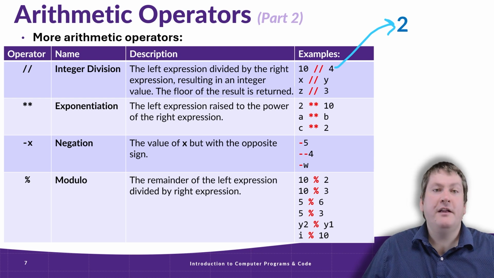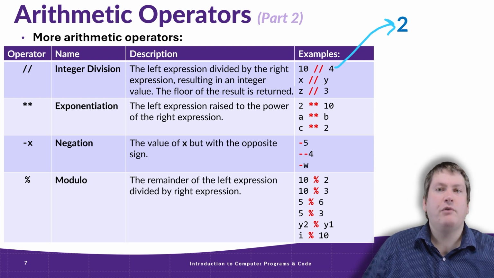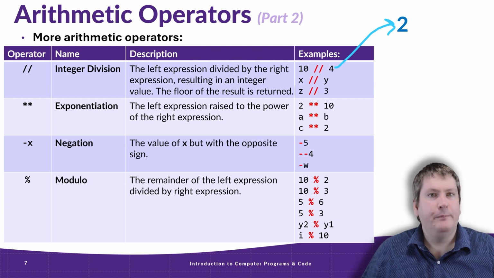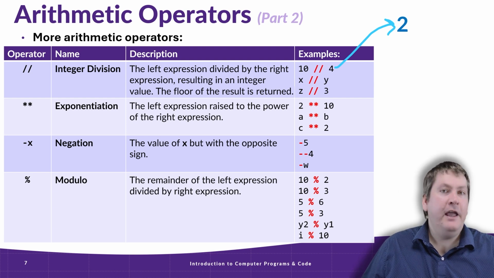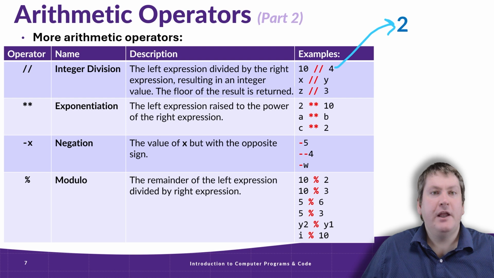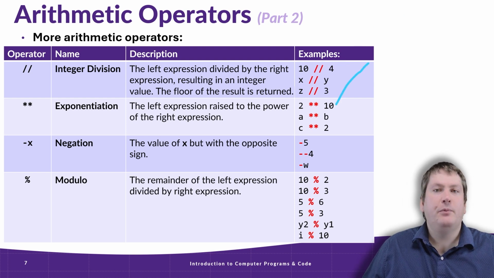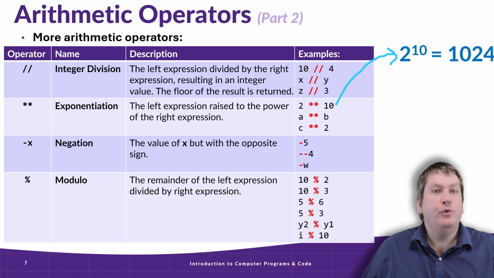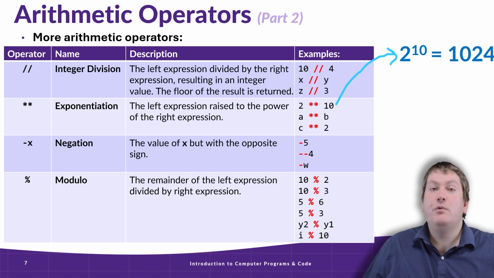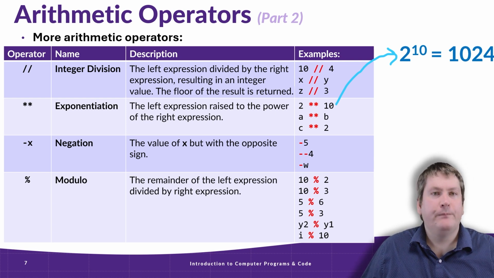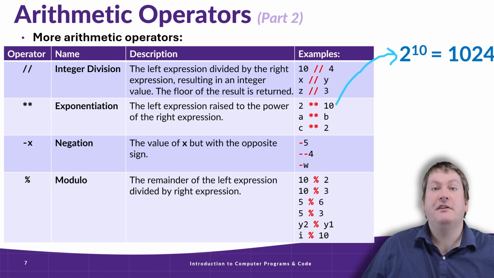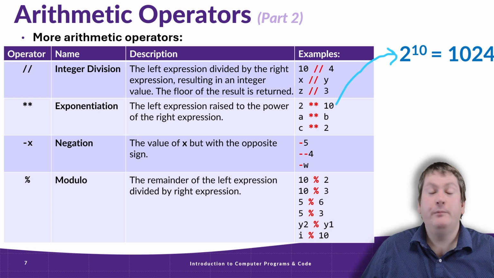The next operator is exponentiation, and this finds the value of the left value raised to the power of the right value. So if the statement was a ** b, it would be a raised to the power of b. Or in the example we can see here, it would be 2 raised to the power of 10, which is 1024.